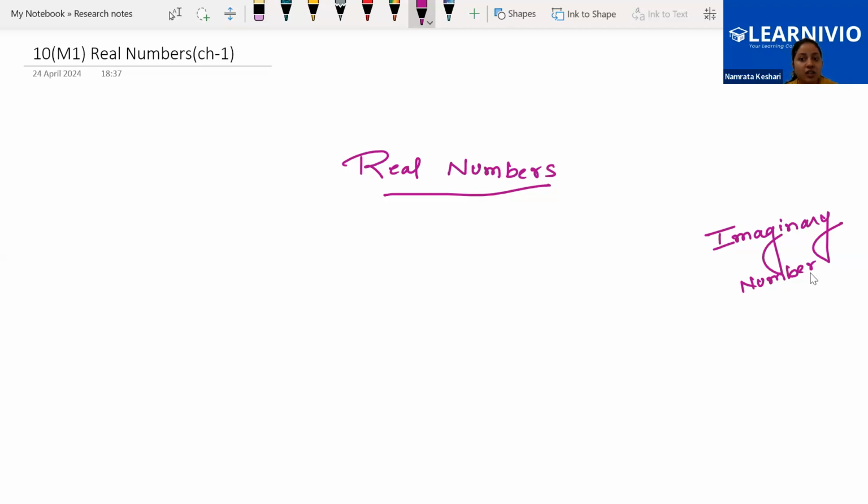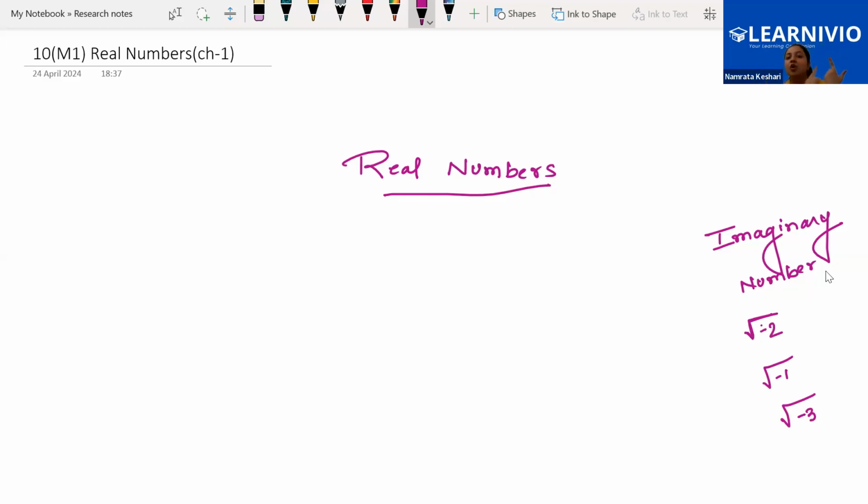Imaginary numbers, which you will understand in a higher class, just for information: whenever we have the square root of a negative number, let's say -2, or -1, or -3, inside the square root, that is not real. That is not defined in mathematics.